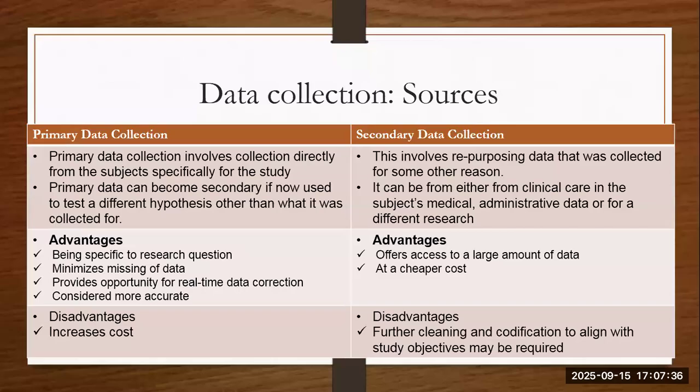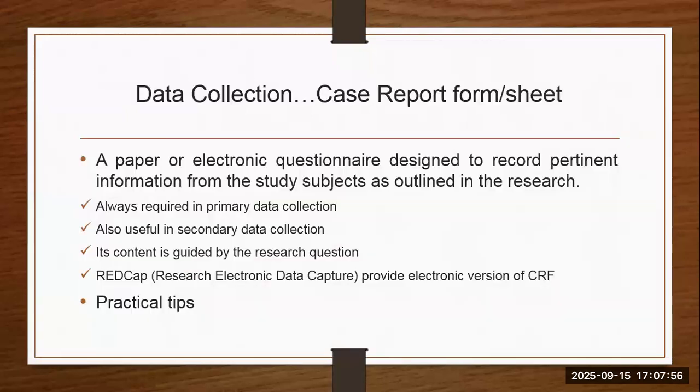or from a different research. Of course, it offers the advantage of having access to a large amount of data at a cheaper cost. But of course, most of the advantages of this primary data collection strategy are lost in secondary data. For instance, you may have difficulties with missing data and the rest of it.